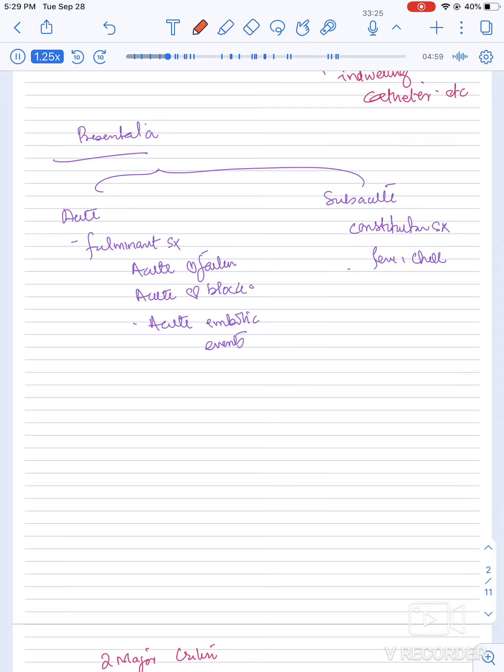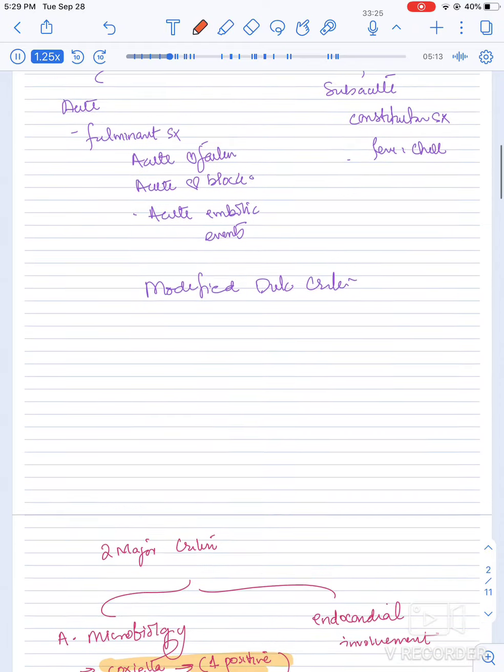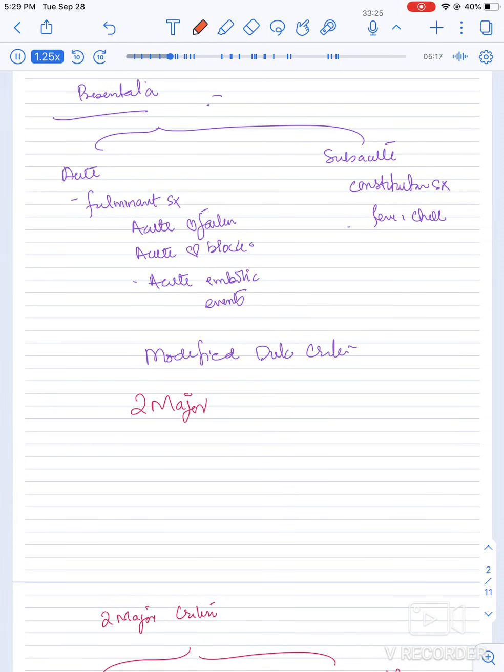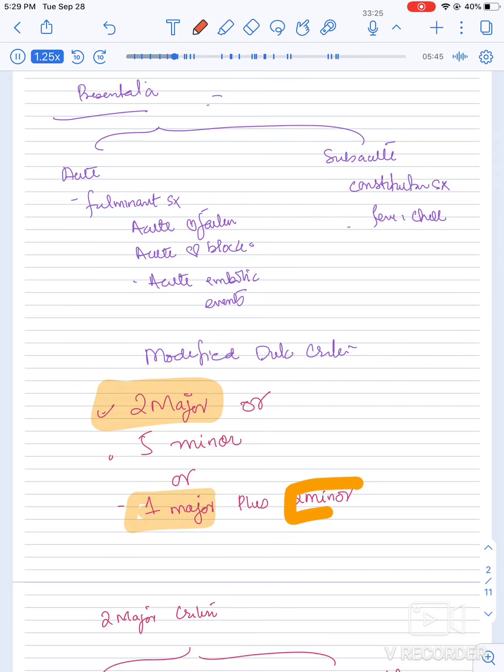All right, so the way we actually diagnose this is by the modified Duke criteria, okay? And the way to remember that criteria is you require either 2 major or 5 minor, or a combination of major and minor, which could be 1 major plus 2 minor. So if you have 2 major, you're good. If you don't have major, then you have to go through the minor. If you have 1 major, you'll just need 2 minor. But if you don't have major at all, then you'll need 5 minor criteria.